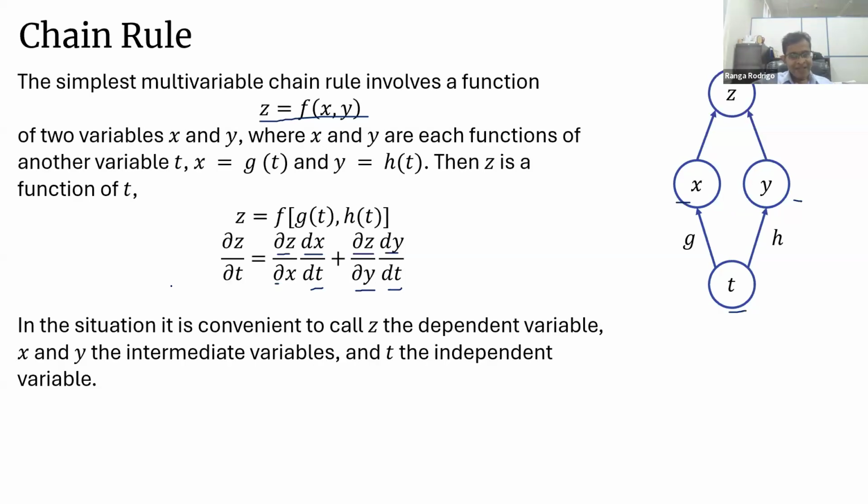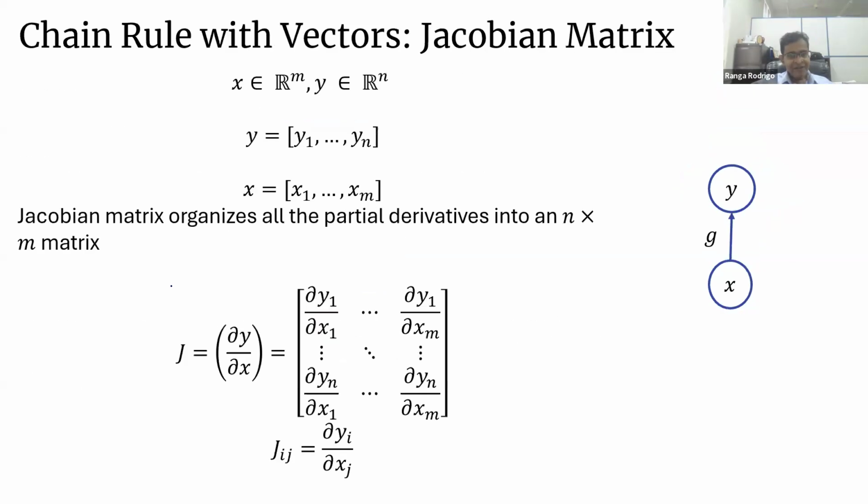Okay, so that is for a simple one. But when you have vectors, what is the situation? Chain rule with vectors. There are the so-called Jacobian matrices involved. Let's see what that means. X is a vector of m dimensions. Y is a vector of n dimensions, where R means real numbers. So Y is y1 to yn, X is x1 to xm. All these are real numbers. The Jacobian matrix organizes all the partial derivatives into an n by m matrix.